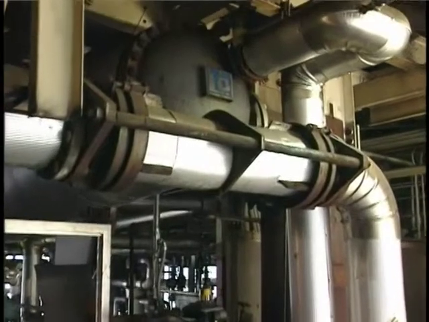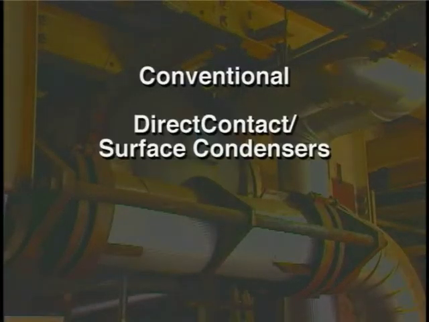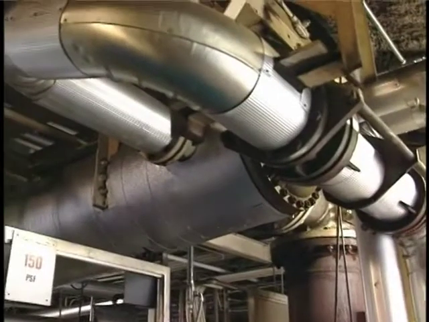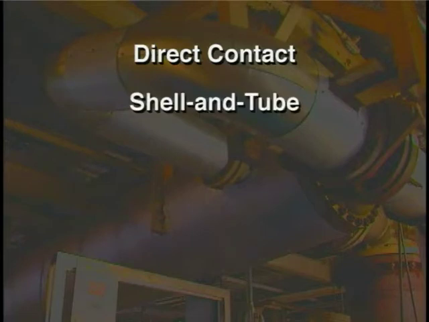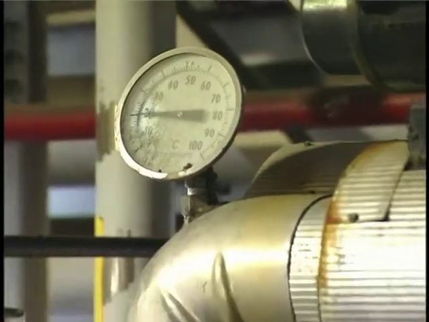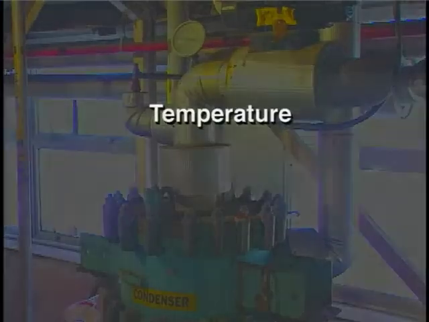To review, the common types of air pollution control condenser systems are conventional, both direct contact and surface condensers; refrigerated; and cryogenic. Condensers can have heat exchange methods such as direct contact heat exchangers, shell and tube heat exchangers, tube and fin heat exchangers, parallel heat exchangers, and dual heat exchangers. The capture efficiency a device has in changing gases to a liquid condensate is affected by temperature and vapor pressure.